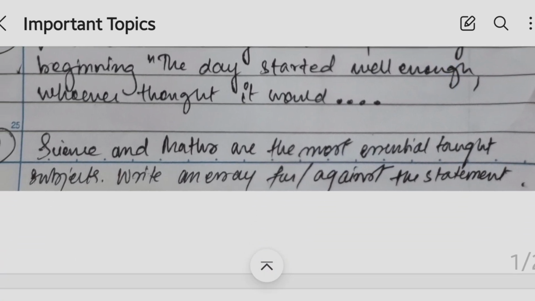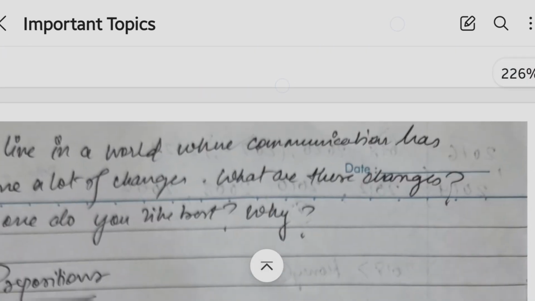Then, science and maths are the most essential. One of the papers had talked about moral science being a really important subject. Now they can repeat it, and obviously they cannot repeat moral science, but they can make it science or maths or history or geography or whatever subject. But if you're writing an essay with two subjects in mind, it becomes easier for you to write there and make it better. So: science and maths, the most essential taught subjects, write an essay for or against this statement.